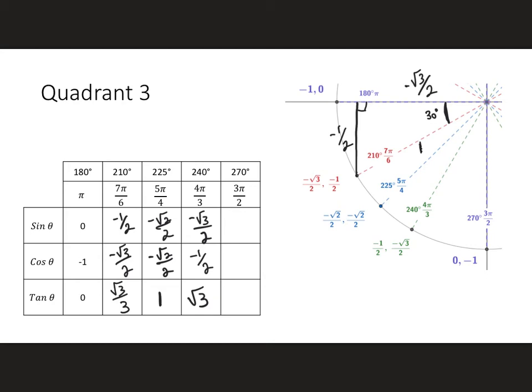And 270 degrees, or 3 pi over 2 radians, or 3/4 of the way around the circle, as I like to look at it. The endpoint for that is 0, negative 1. So the y value is negative 1. The x value is 0. And negative 1 divided by 0, the tangent of that, would be undefined.